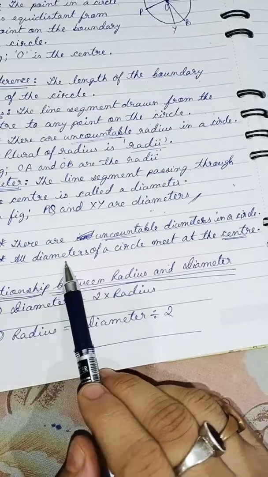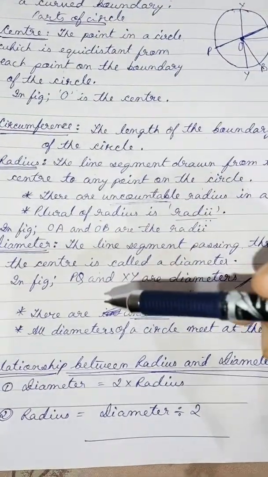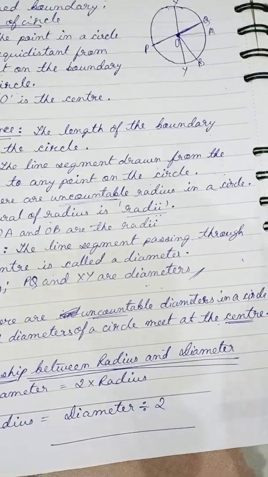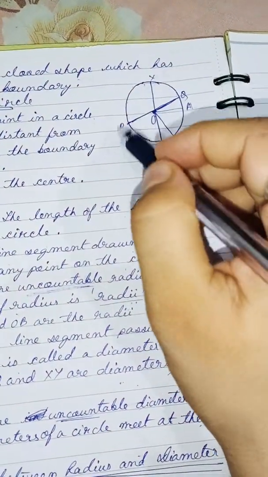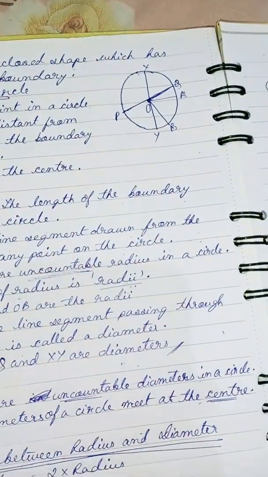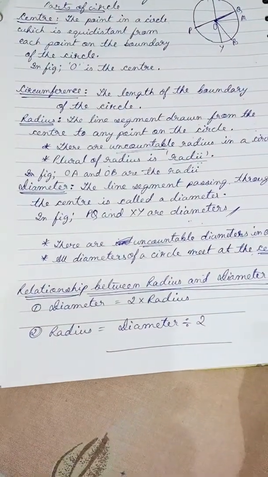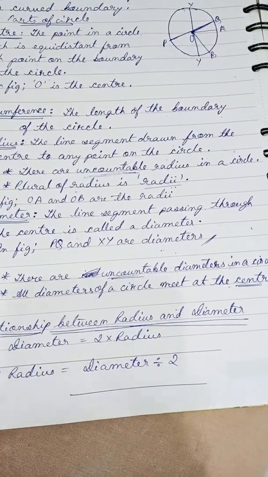And one more point, all the diameters of a circle will meet at the center. Why so? Because the definition itself says that it is a line segment passing through the center. So every diameter will pass through the center. That means no matter how many diameters you draw, all will meet at the center.